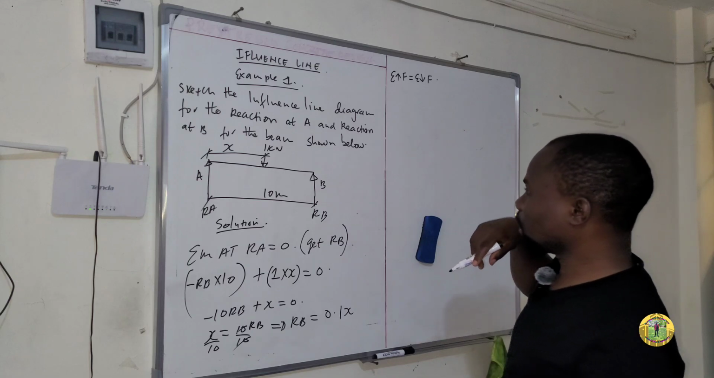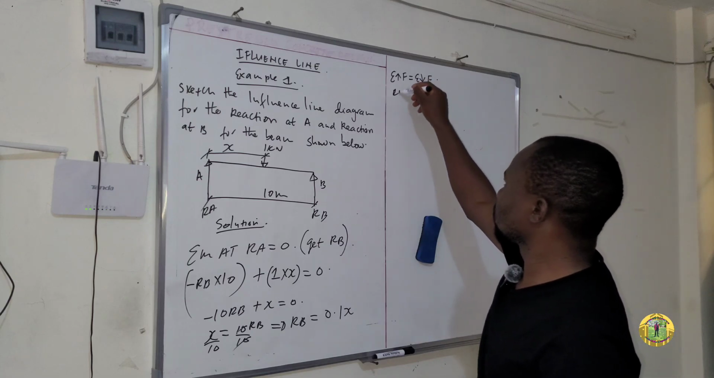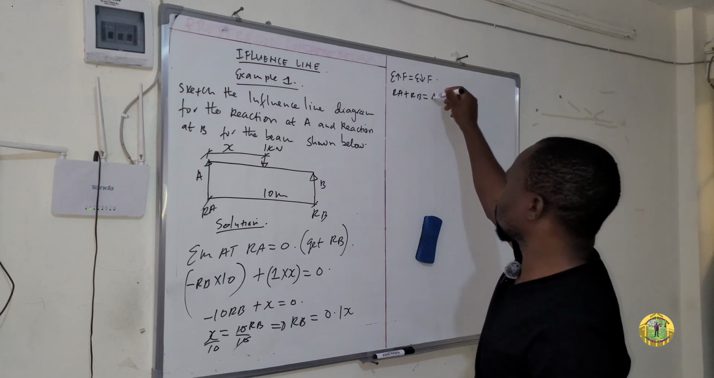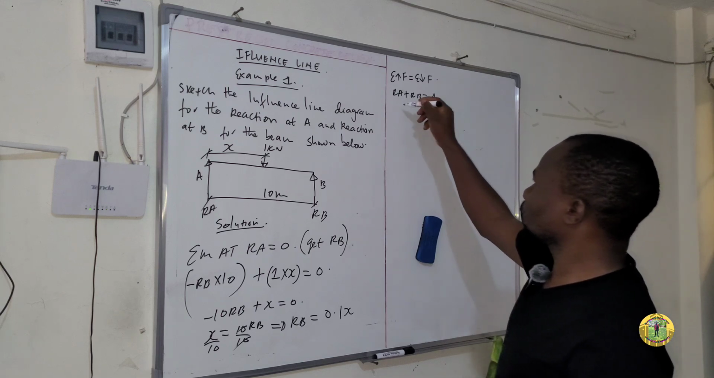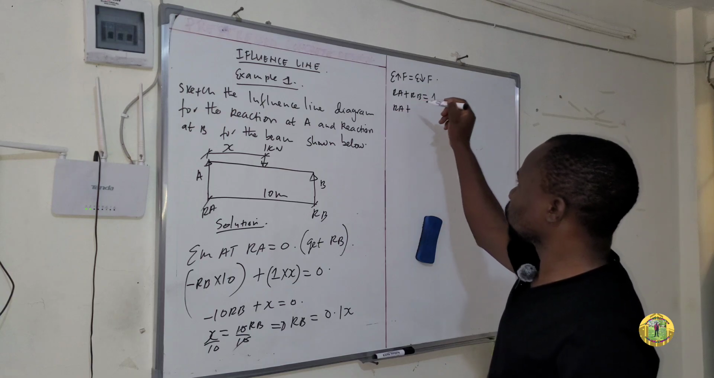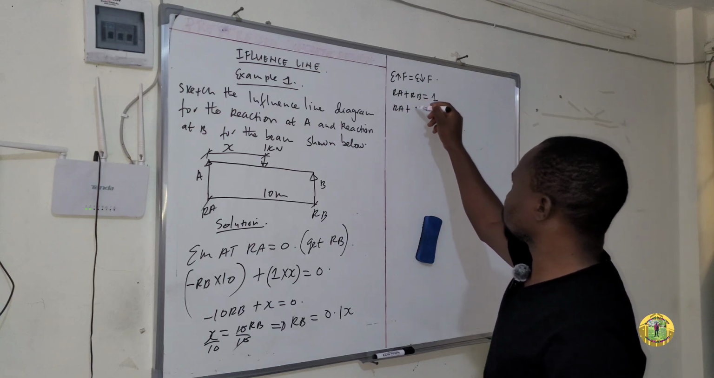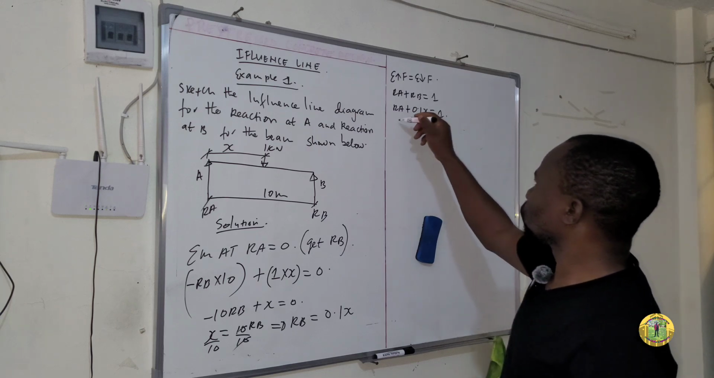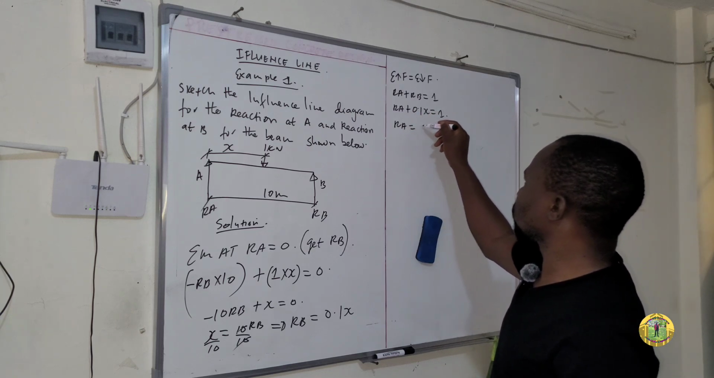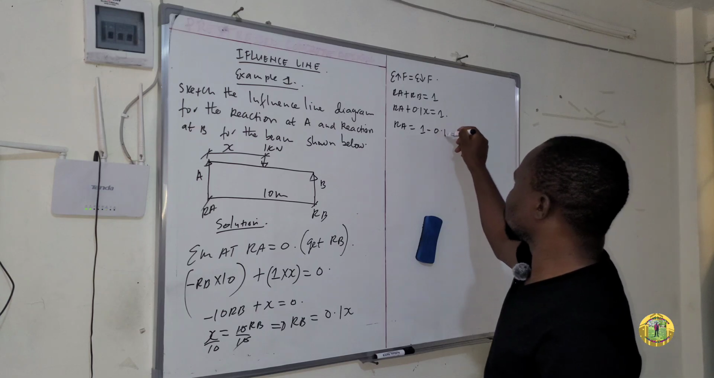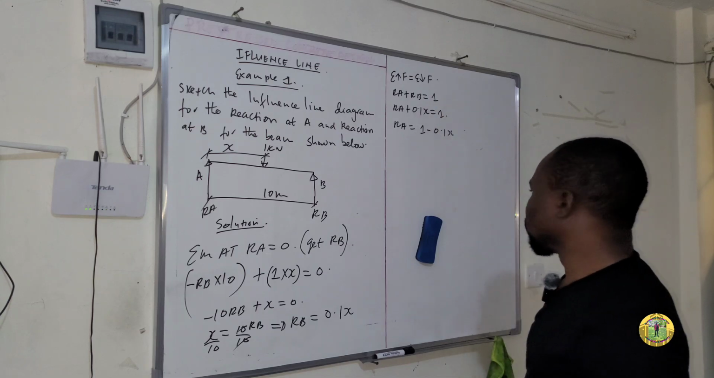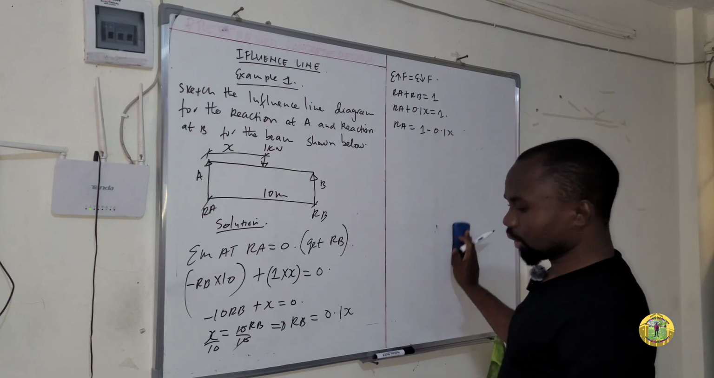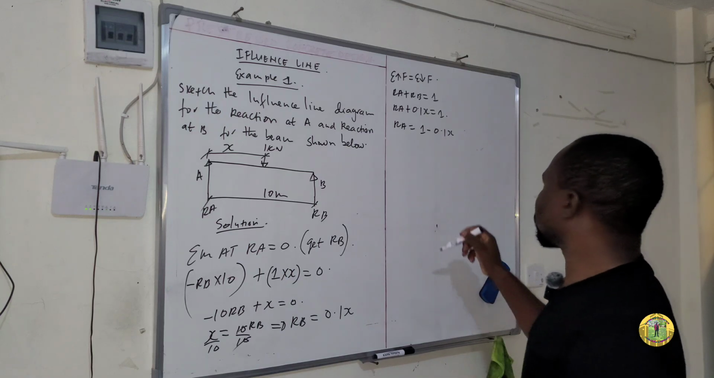So the upward forces is RA plus RB, and the downward forces is 1 unit load. So RA is unknown plus RB is known, 0.1x, is equal to 1. So RA is equal to 1 minus 0.1x, because it will cross to the other side. And then after this, we will come and draw a table for ordinate.